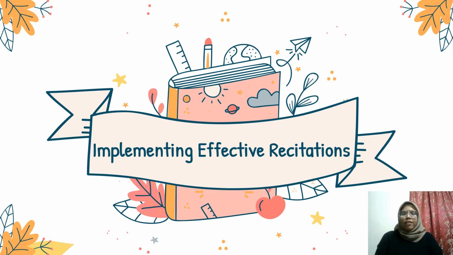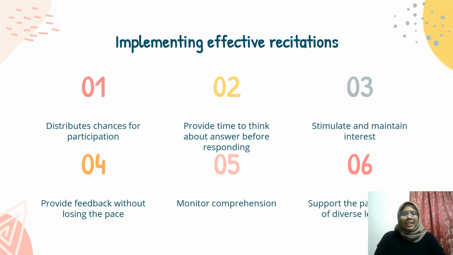So today I'll be explaining to you the ways on how to implement effective recitation in the classroom. There are 6 ways to be highlighted in implementing effective recitation in the classroom. Number 1, distribute equal chances for student participation. Number 2, provide time to think about answer before responding. Number 3, stimulate and maintain interest. Number 4, provide feedback without losing the pace. Number 5, monitor comprehension. And number 6, support the participation of diverse learners. So we will go through one by one.